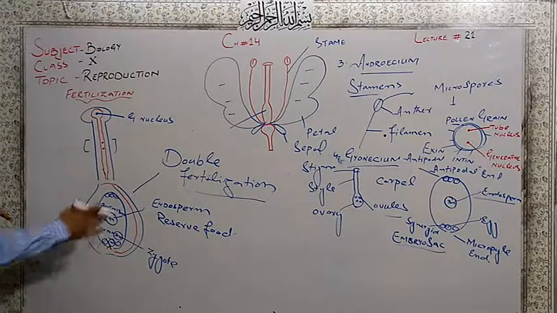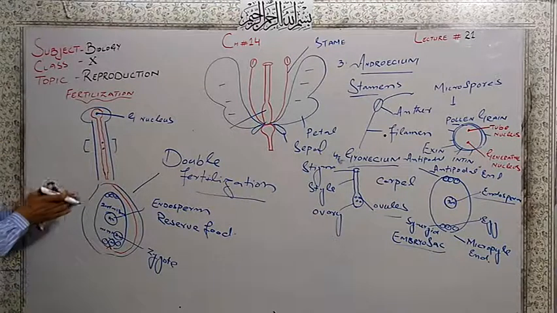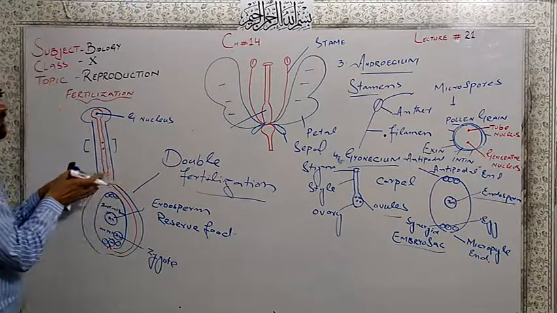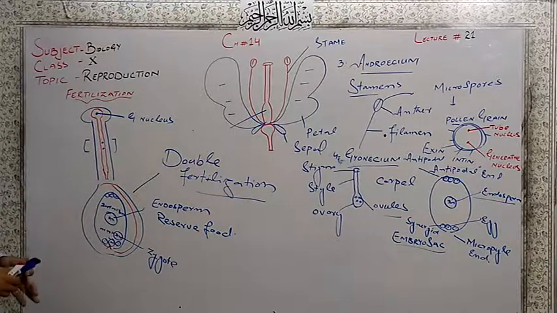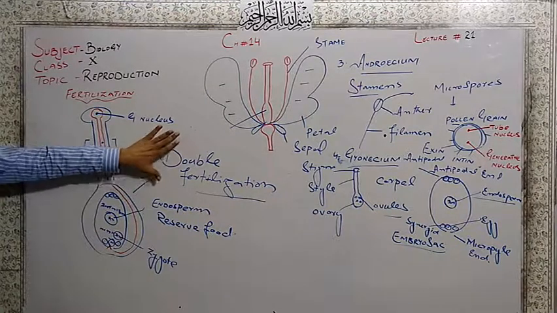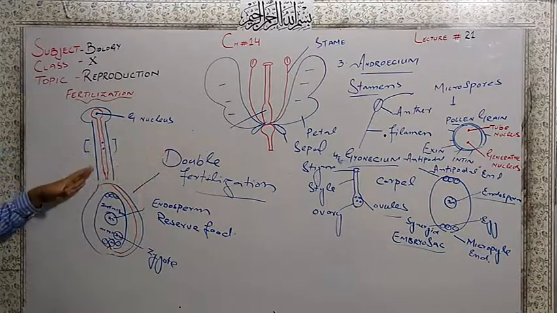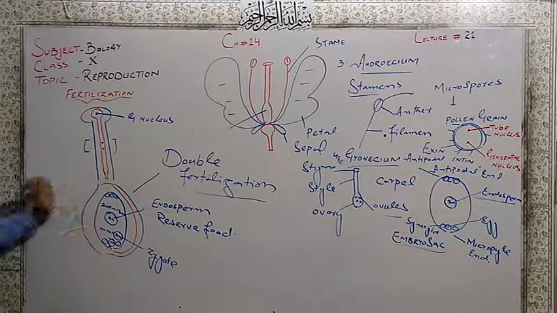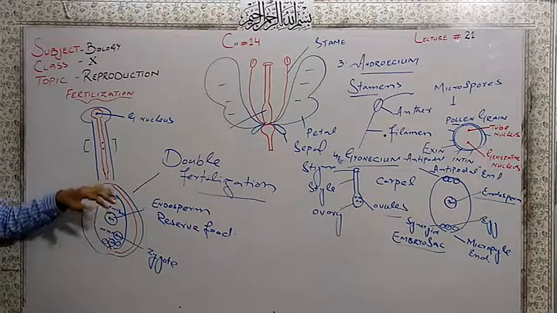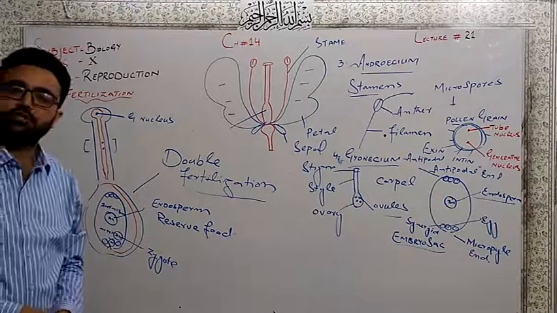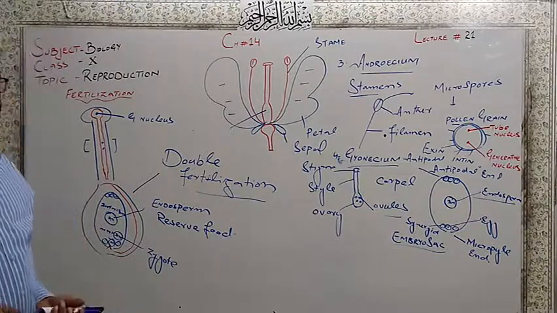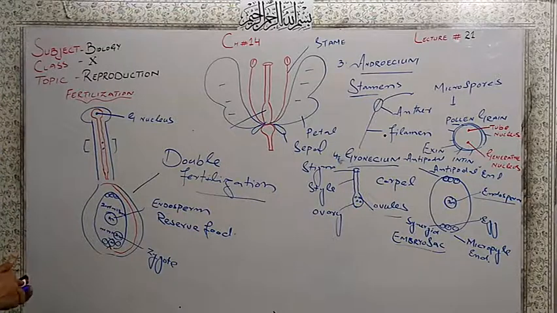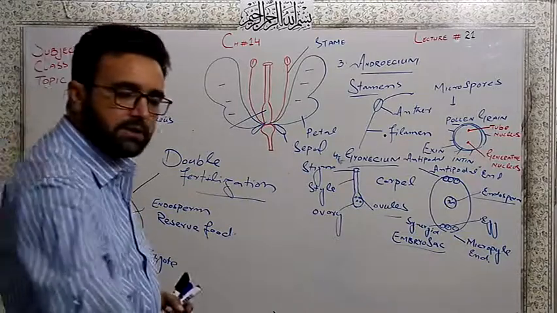And this type of fertilization, in which the sperm not only fertilize the egg but also fertilize the endosperm nucleus, is called double fertilization. But if there is only fertilization of the egg, then we will call it single fertilization. So there are two types of fertilization in plants: single fertilization and double fertilization. So this is all about the sexual reproduction in flowering plants.